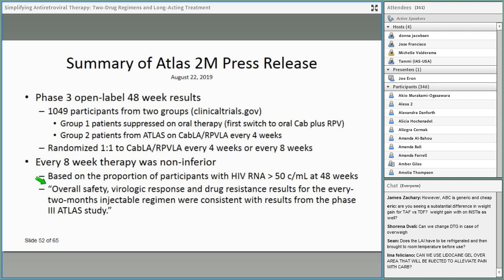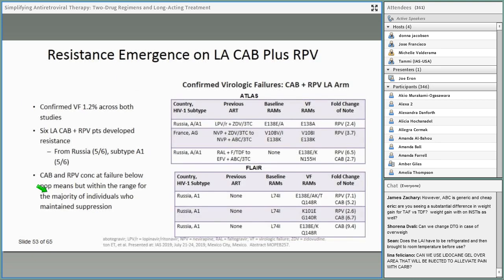Overall safety, virologic response, and drug resistance for the every 2 months, it's every 8 weeks injectable, were consistent with results from the phase 3 Atlas study that I just showed you. So that's what we know. We'll probably see the data sooner rather than later.